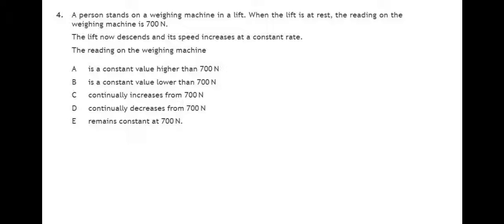Number 4. A person stands on a weighing machine in a lift. When the lift is at rest, the reading on the weighing machine is 700 newtons. The lift now descends and its speed increases at a constant rate. The reading on the weighing machine, all right.